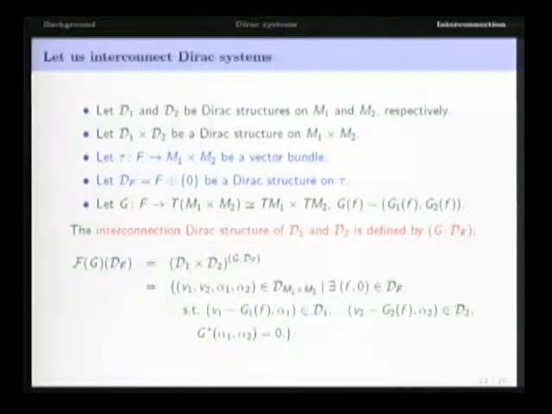So as earlier, we will need to define this bundle morphism that is going from the distribution carrying the information of the interconnection to the tangent space of M1 times M2. And then this is exactly the interconnection Dirac structure, and it's coming from a forward of the distribution carrying the information of the interconnection. Okay? So this is defined in the same way as the one earlier, but here we are going to obtain something that is a Dirac structure on M1 times M2. Okay?